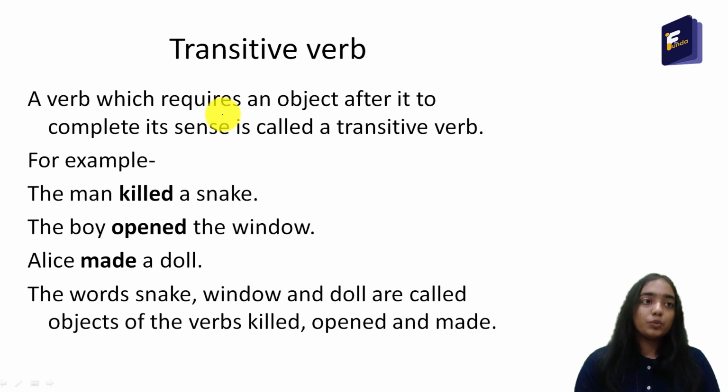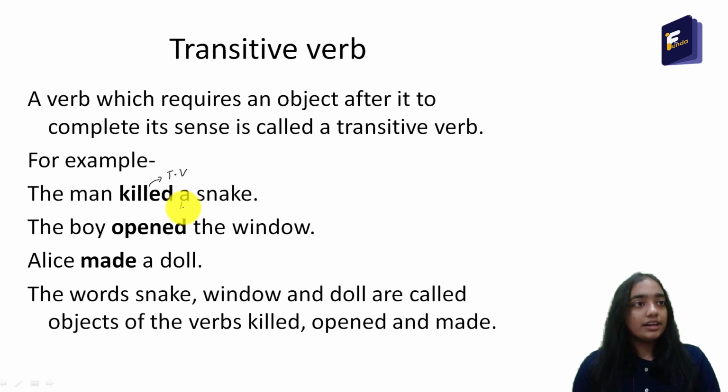So the words snake, window and doll are called the objects of the verbs killed, opened and made. So here you can see the word killed is the transitive verb and a snake is the object. Similarly, opened is the transitive verb and the window is the object. Similarly, made is the transitive verb and a doll is the object.